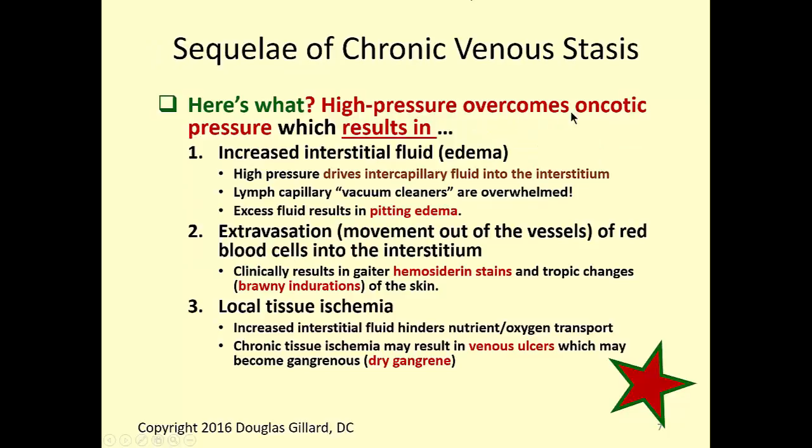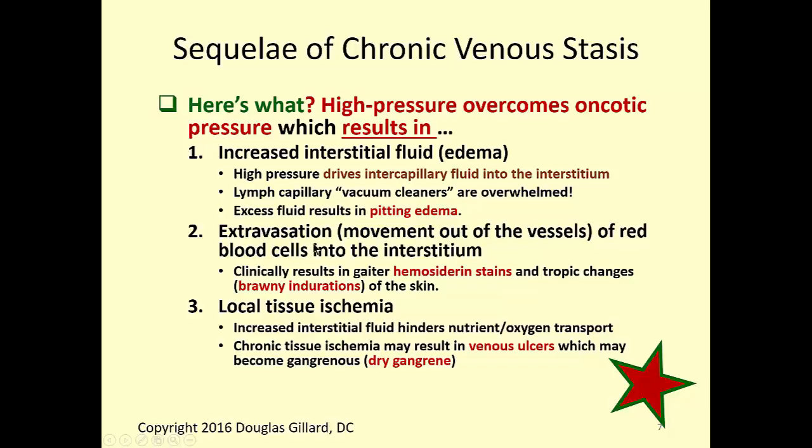Well, so high pressure, specifically, here's what. High pressure overcomes the oncotic pressure we talked about, which results in increased interstitial fluid, right? The fluid from the blood will be driven into the interstitium, and the lymph capillary vacuum cleaners we talked about will be overwhelmed. They can't get rid of it, so you're going to swell, and you might even have the pitting edema we talked about last week. So you can get extravasation.